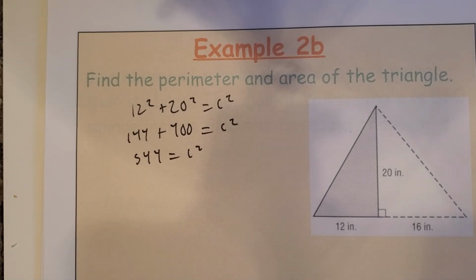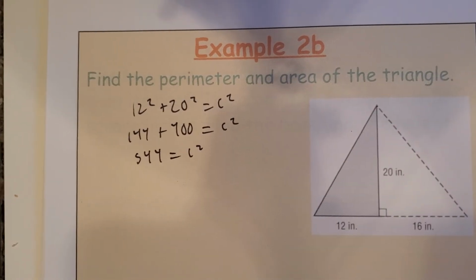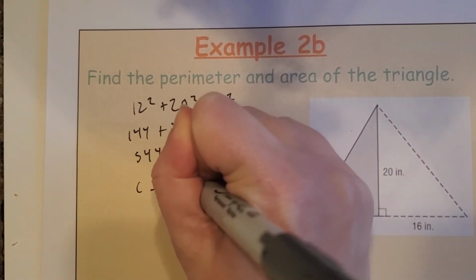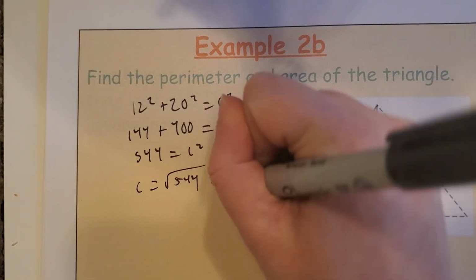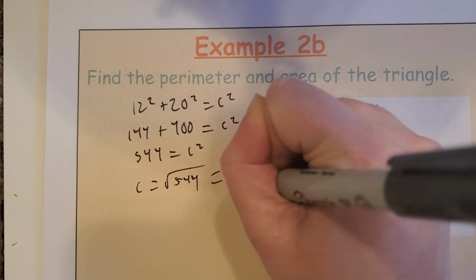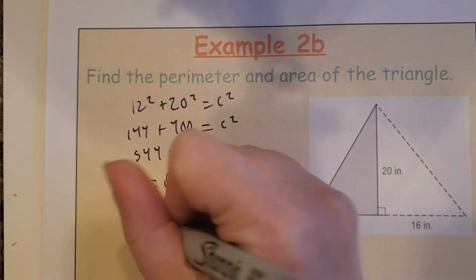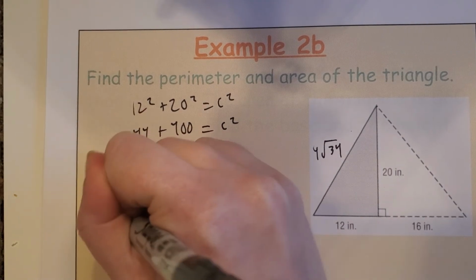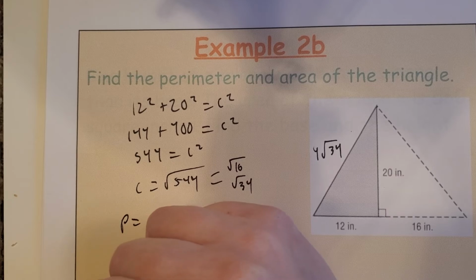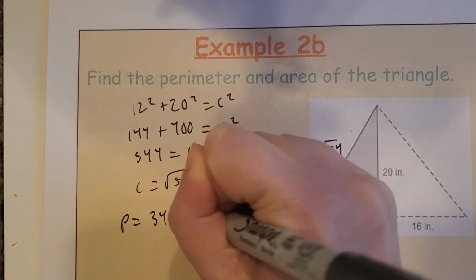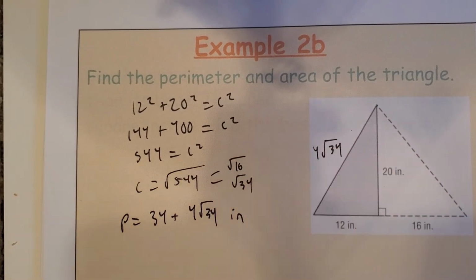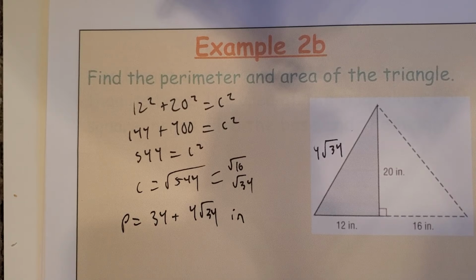And that's not a perfect square, so again, I'm going to pause, come back, try to simplify it. All right, so the nice thing about the square root of 544 is that it did actually simplify this time. It simplified into the square root of 16 and the square root of 34. So our hypotenuse is 4 root 34, which means the perimeter is 12 plus 20, which is 34, plus 4 root 34. Again, can't combine that because one has a radical, one doesn't. Inches.